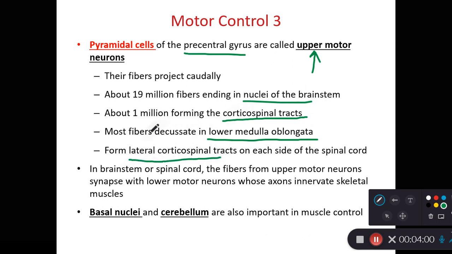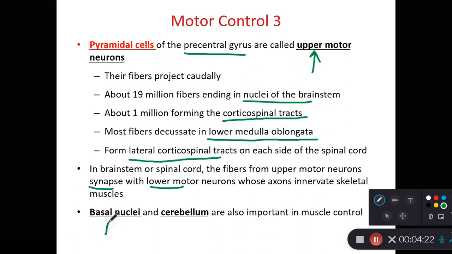So they'll form more tracts within the spinal cord. In the brainstem or spinal cord, these fibers are typically going to synapse with the lower motor neurons, and then those lower motor neurons will then have their axons go directly to the skeletal muscle. So we have our primary and our secondary neurons, our second order neuron associated with this.